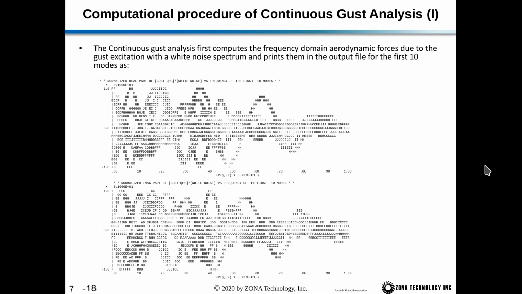So next we'll look at the output file of ZAERO. The continuous gust analysis first computes the frequency domain aerodynamic forces due to gust excitation with a white noise spectrum and prints them in the output file for the first 10 modes. So this is the normalized real part of the gust QHG times white noise versus frequency for the first 10 modes. And this is the normalized imaginary part of the gust QHG times white noise versus frequency for the first 10 modes.